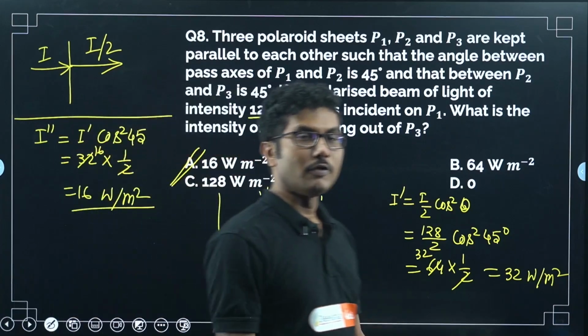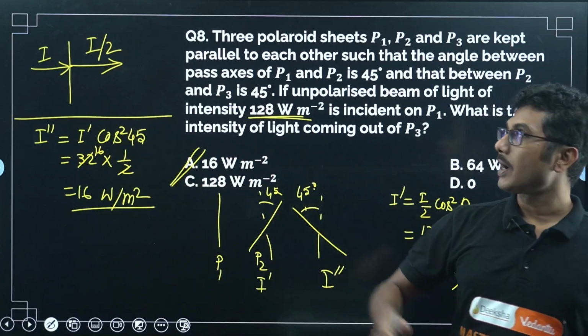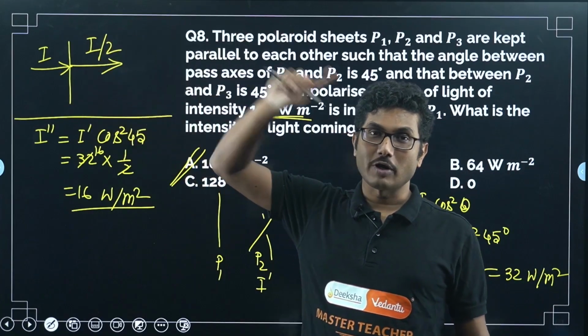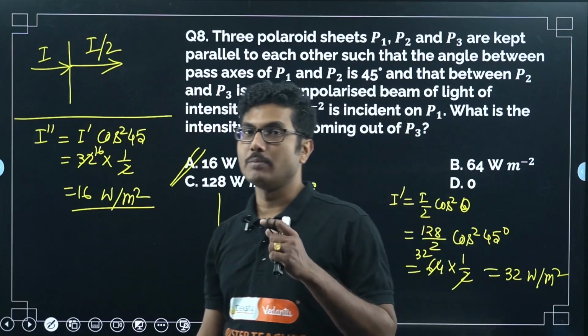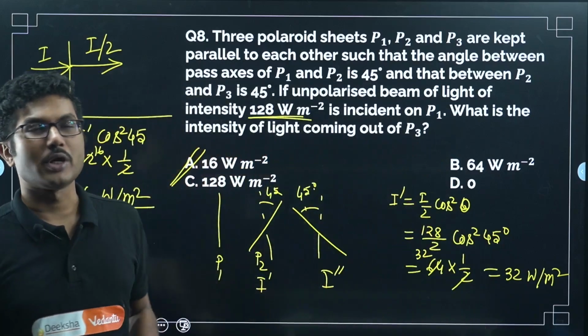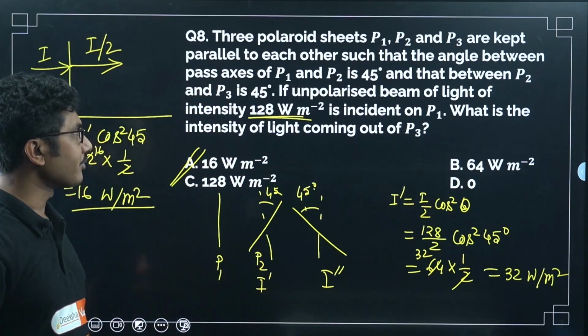Be careful: when unpolarized light passes through the first Polaroid, the intensity decreases by half, and from there onwards it is Malus law. So these two steps you have to remember to answer such questions.